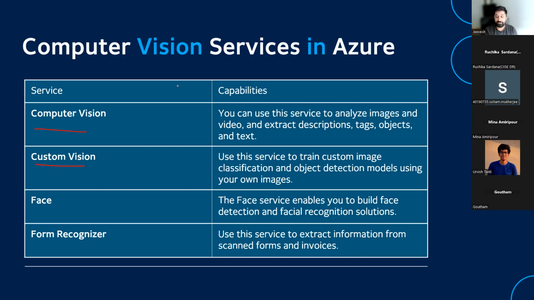you've trained it. So if you've trained it to recognize an elephant, it's going to recognize an elephant. If you've trained it to recognize a Tesla, it's going to recognize a Tesla. If you've trained it to recognize a Rolex, it's going to recognize a Rolex. Okay. Next is Face. Face is when you want to detect and when you want to recognize, you can use the Face service. And then there is another one, that is Form Recognizer.